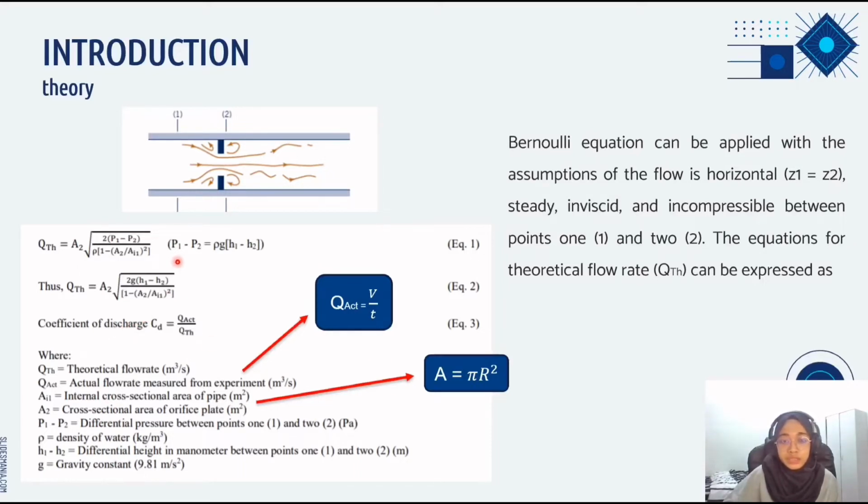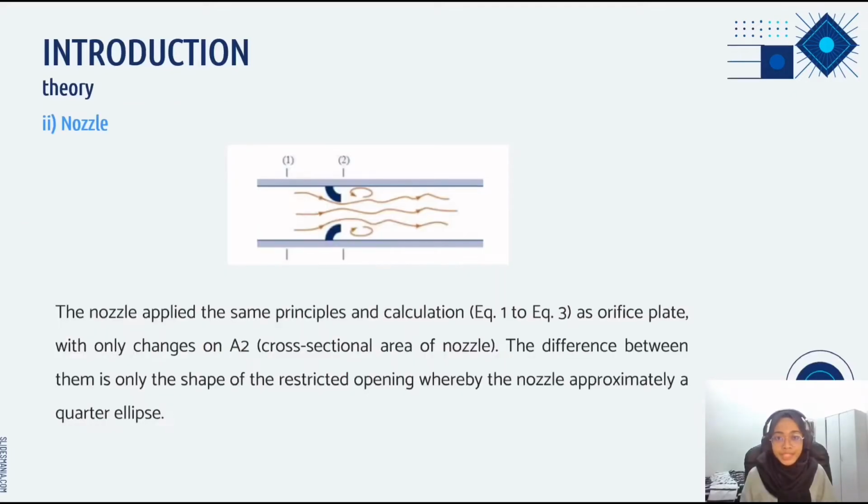The differential pressure between points 1 and 2 can also be replaced by density times gravity constant times the differential height in millimeters between points 1 and 2. The coefficient of discharge CD equals Q actual over Q theoretical, where Q actual is obtained by volume divided by time. The second device is the nozzle, which applies the same principle and calculation as the orifice plate, but only A2 changes, which is the cross-sectional area of the nozzle.